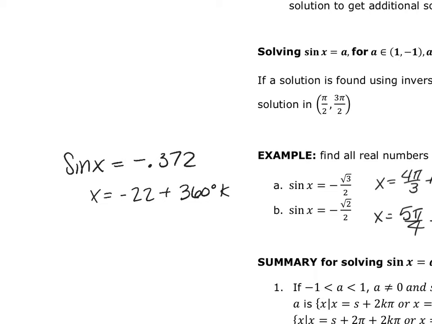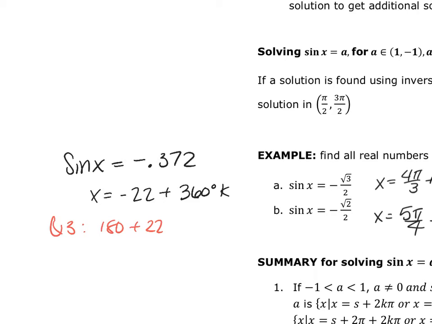Where else is sine going to have a negative answer? Quadrant 3. So I also have to find the one that satisfies quadrant 3. How do I find the one that satisfies quadrant 3? 180 minus. Not 180 minus, it's 180 plus 22. Quadrant 3 will be 180 plus that 22, because if I do 180 minus, then I am actually in quadrant number 2. I need to be in quadrant number 3. So it's 180 plus that 22.